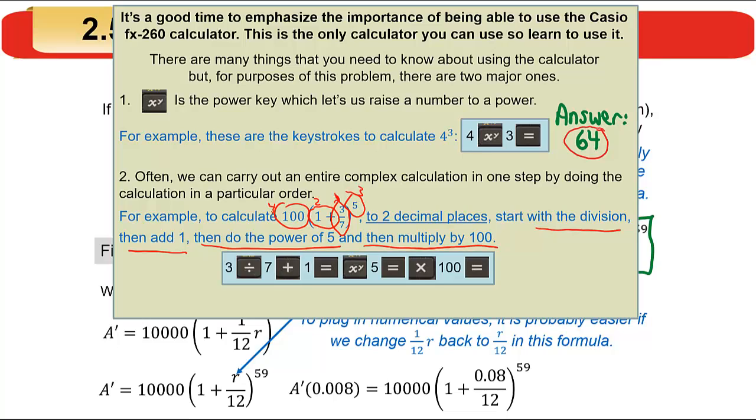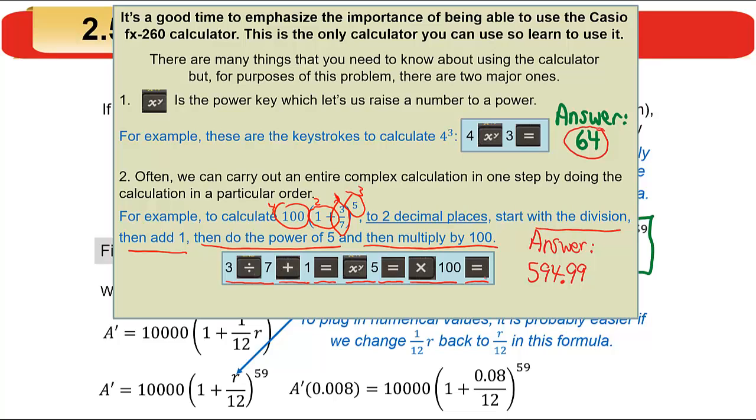So let's do that. The keystrokes would be 3 divided by 7. Then you do the addition of 1. Then you have to press equal to get that result to show up in your calculator display. Then you're ready to raise the power of 5. To get that answer to show up in your display, you have to press the equal sign. Then you times by 100, and when you press equal, you will get the result right there in your calculator display. And it'll turn out to be 594.99.